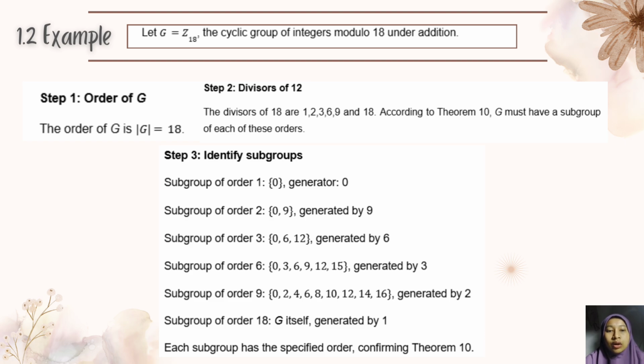Second last, the subgroup of order 9 is 0, 2, 4, 6, 8, 10, 12, 14 and 16, generated by 2. Lastly, the subgroup of order 18 is G itself, generated by 1. Hence, each subgroup has a specific order, confirming Theorem 10.